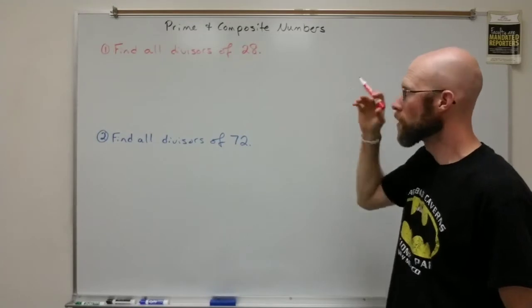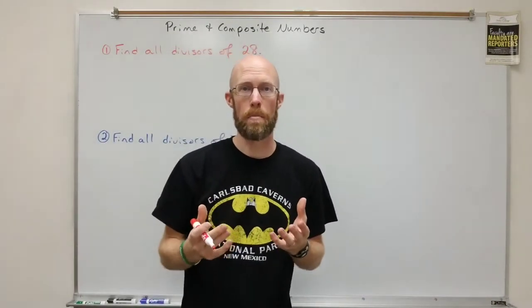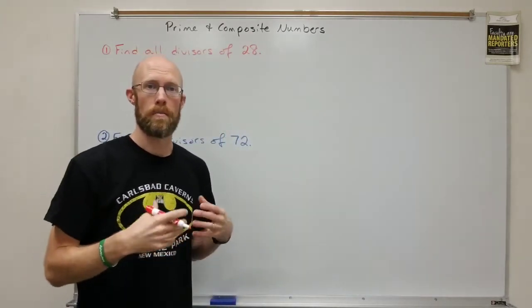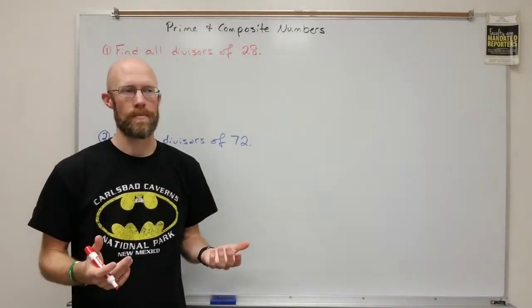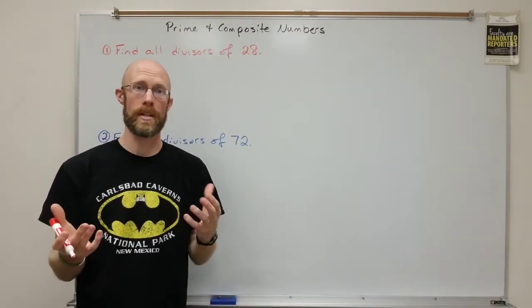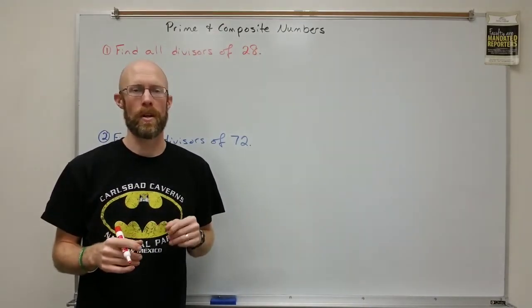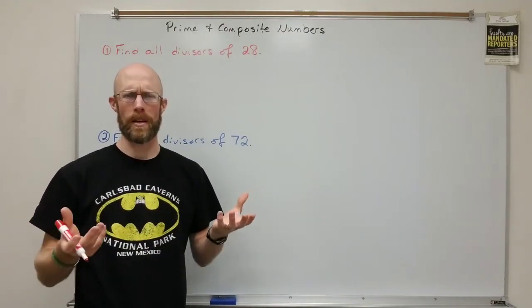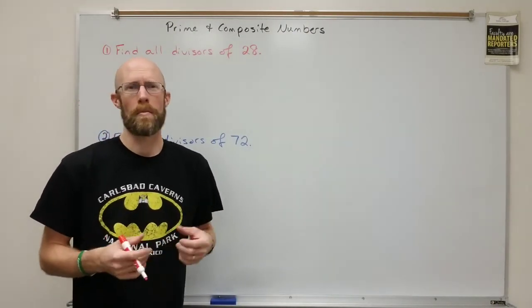To find all the divisors, you could just try to think about all the pairs of numbers that multiply together to get 28. For instance, 4 times 7, right? 4 times 7 will work. So both 4 and 7 are divisors of 28. 1 and 28, that's the obvious one. But are we missing anything, right?